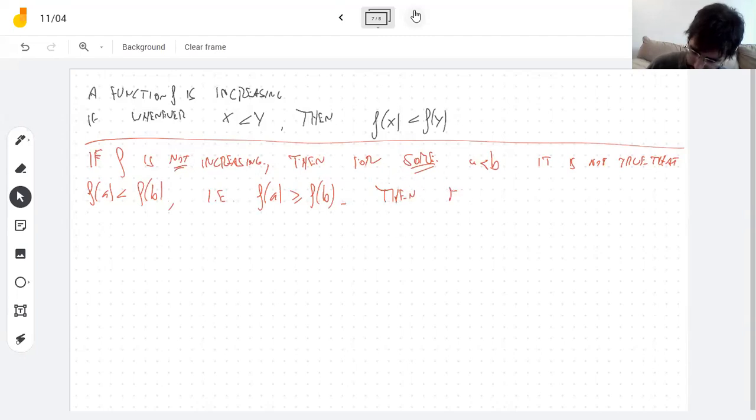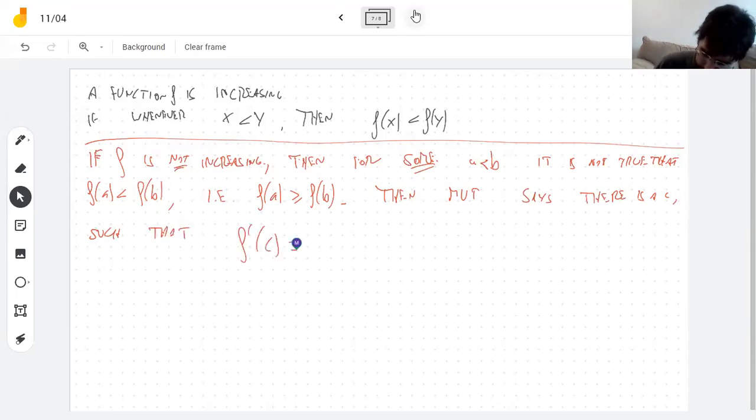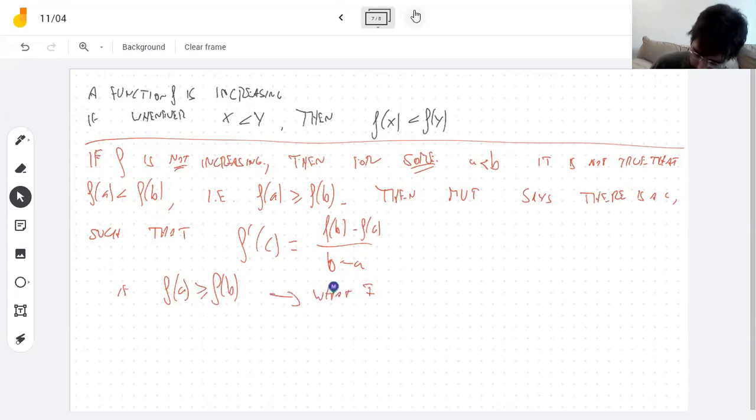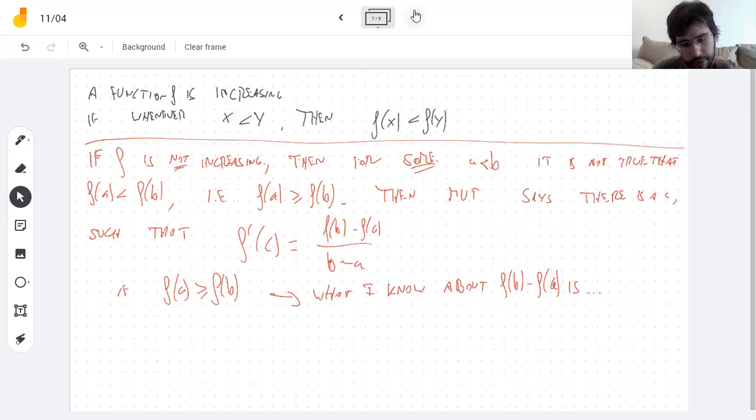Then the mean value theorem says that there is a C such that, and again, I write the derivative of C and I write the formula for the average rate of change. So if all I know is that F of A is bigger than or equal to F of B, then what I know about F of B minus F of A is, so you know that F of B is smaller than or equal to F of A. What can you tell me about the result of the subtraction?